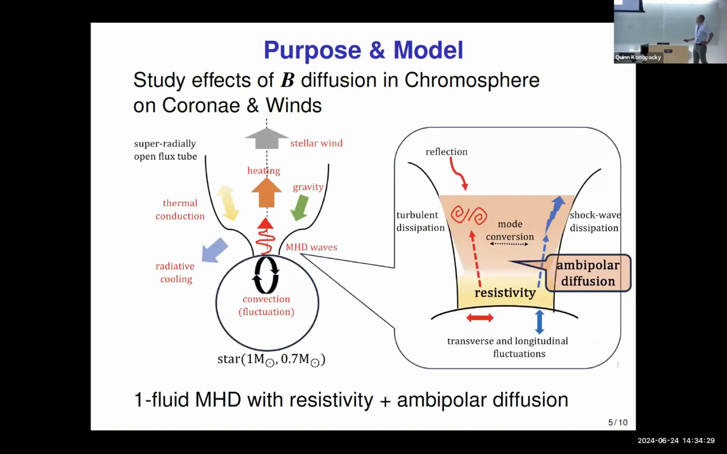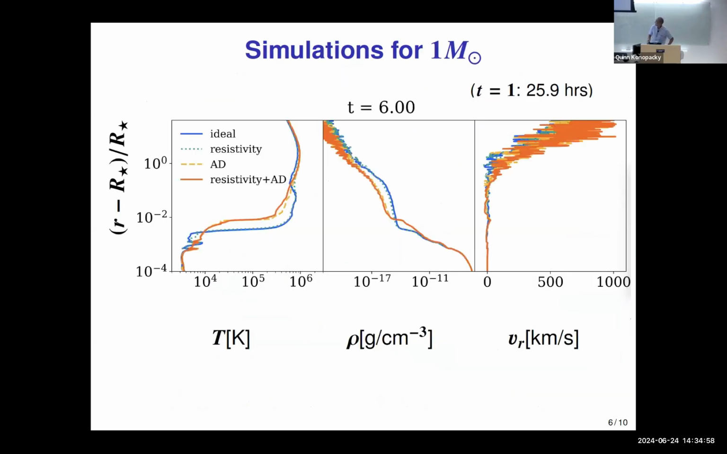In order to cover a very large region up to interplanetary space, we use only a simplified treatment with one-fluid MHD with resistivity and ambipolar diffusion. We consider the energy transfer in an open magnetic flux tube, including these non-ideal MHD effects.